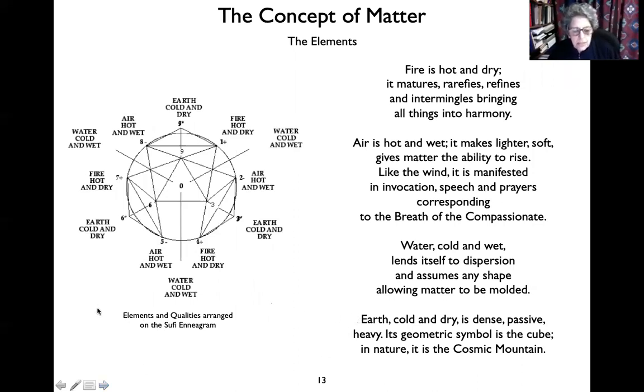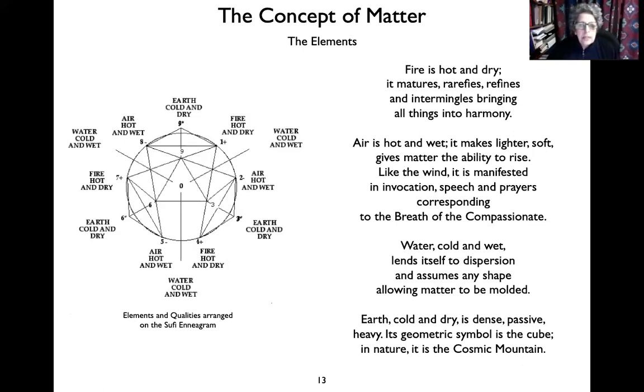Again, as we explore the concept of matter, this is a drawing that we're familiar with, which shows all of the 9 points on the Sufi Enneagram, as well as the threefold division of the self. That's the threefold division here, which then divides these into affect, behavior, and cognition. Affect and behavior, as we remember, are the nafs amare, and this part is the cognition. So we know that fire is hot and dry. It matures, rarefies, refines, and intermingles, bringing all things into harmony.